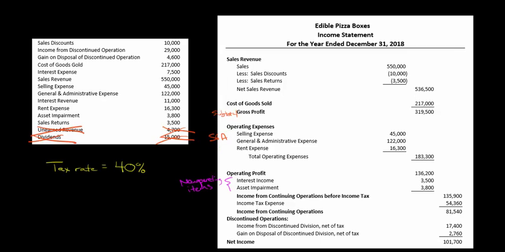And you see, we have a lot more information here than with the single step income statement. We're not just laundry listing revenues and expenses, we're actually breaking them out. For example, we have our interest revenue as part of this interest income. That's in our non-operating items section. And then we have this asset impairment in the non-operating section.